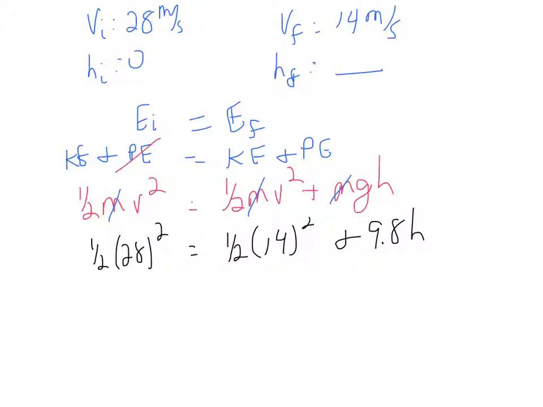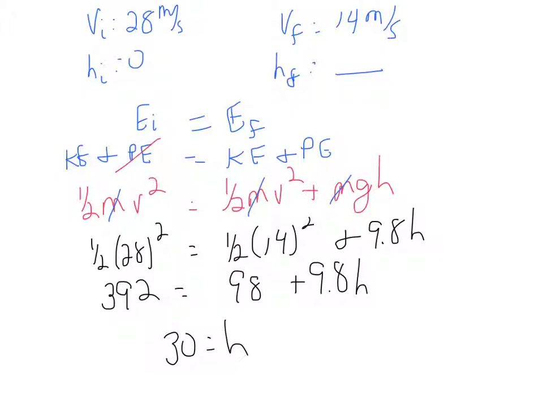Now we got 0.5 times 28 times 28, 392, equals 14 times 0.5 equals 98 plus 9.8h. 392 minus 98 divided by 9.8, so 30 equals the height. So 30 meters, not bad.